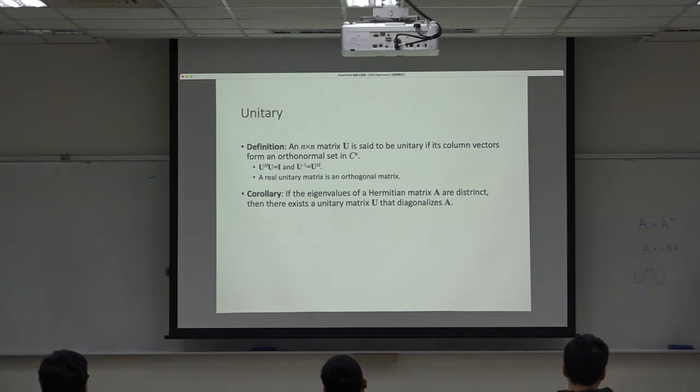If this is U, we know each pair of columns has inner product 0, and each of them has size 1. So what is U^H? If I write U as x1 to xn, then U^H becomes this: x1 bar, up to xn bar.